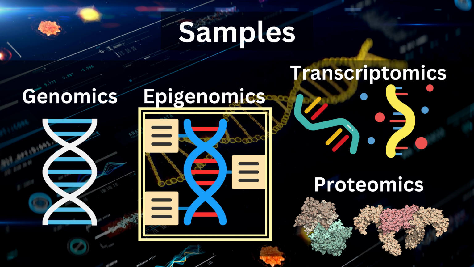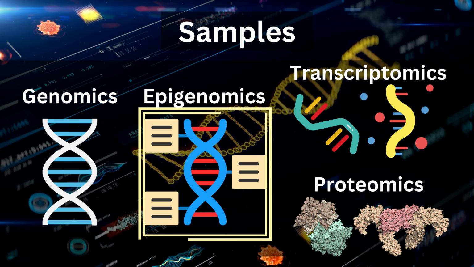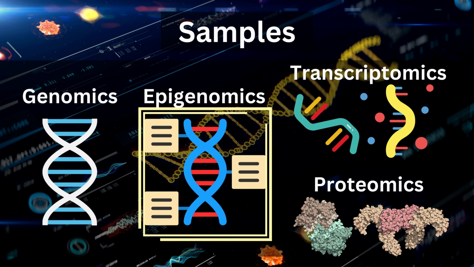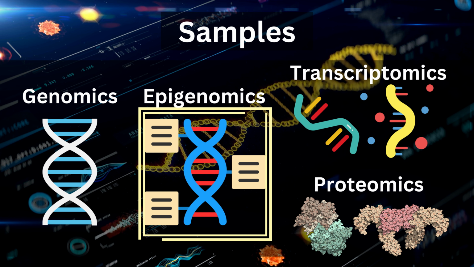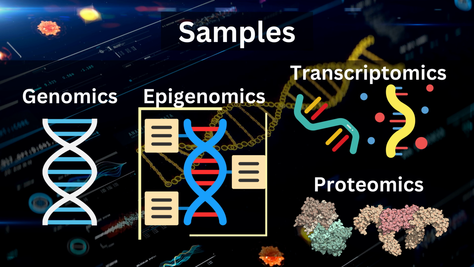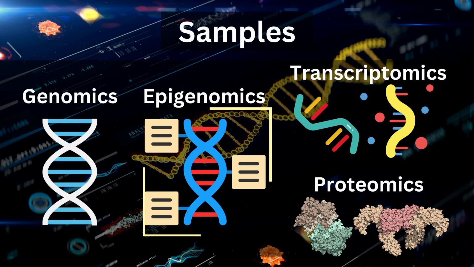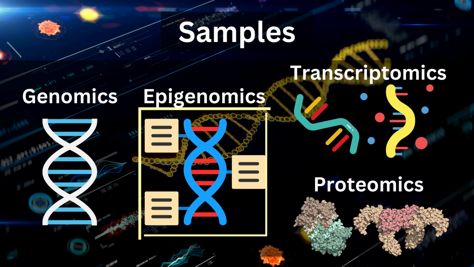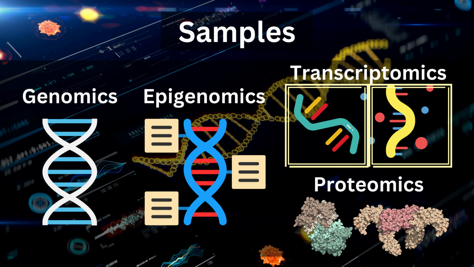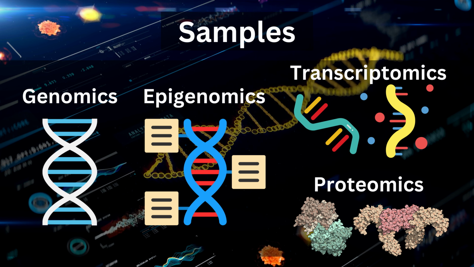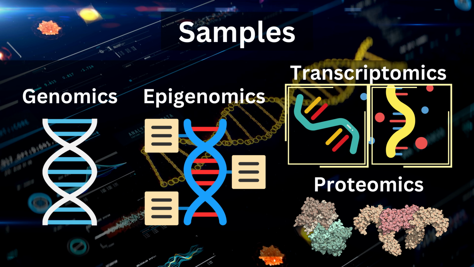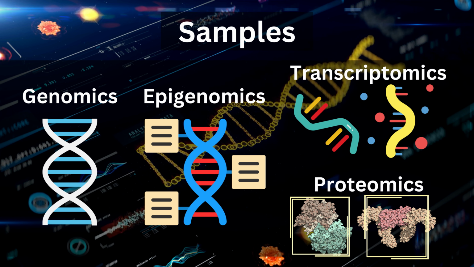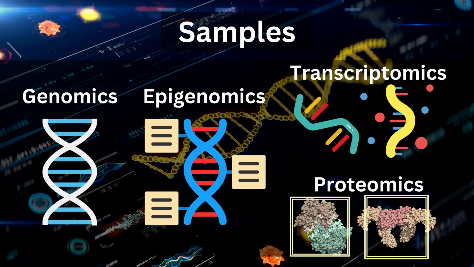The second one is epigenomics, which collects DNA methylation data. Rather than looking at the DNA itself, epigenomics has information on the processes that affect and regulate gene expression without changes to the underlying DNA sequence. The next one is transcriptomics, which tells you what genes got transcribed to RNA. And finally, we have proteomics, which tells you what proteins have been translated.